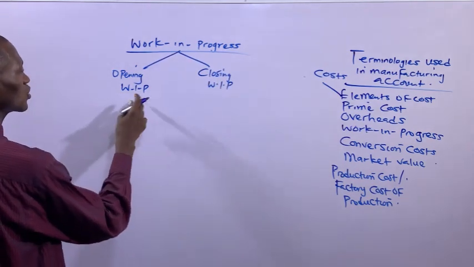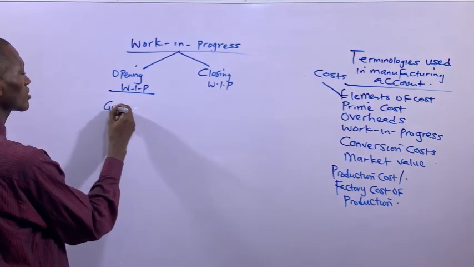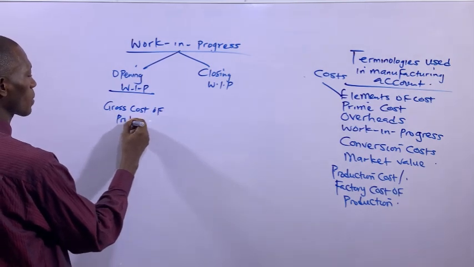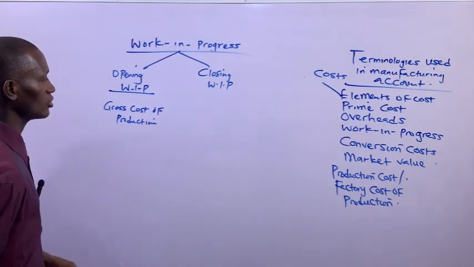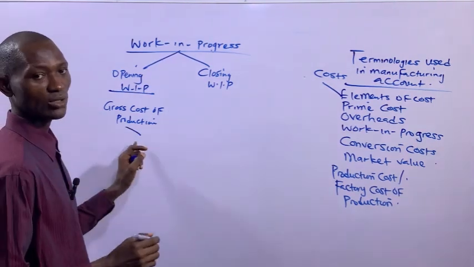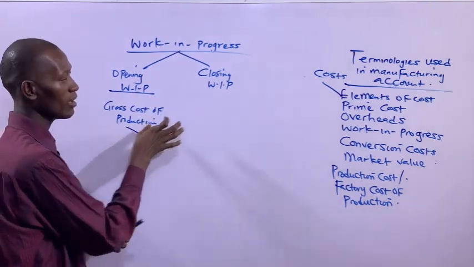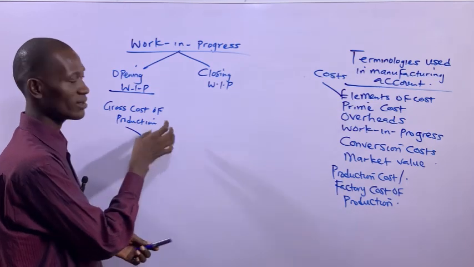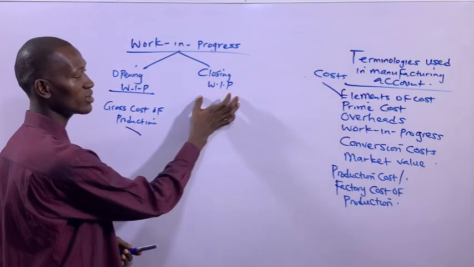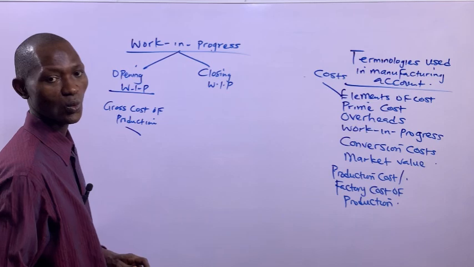Opening work in progress will be added to the gross cost of production. And this closing work in progress will be deducted from the gross cost of production. So the opening work in progress, we add it, and the closing work in progress, you are going to less it. After you have added, whatever you get, you are going to less the closing work in progress from that. That's with respect to work in progress.